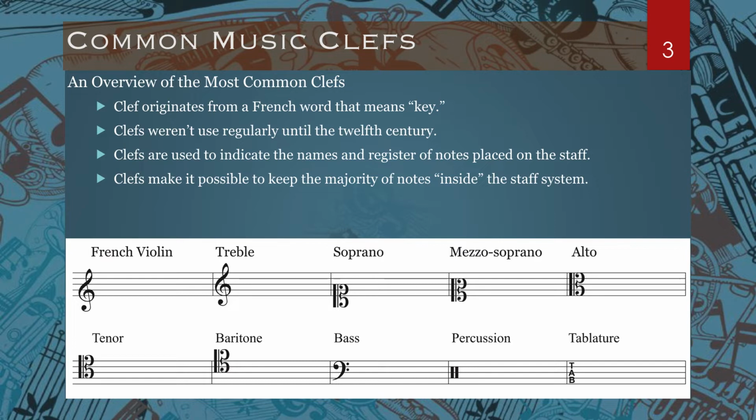Percussion clefs are intended to notate any music that doesn't have specific pitch. Tablature is usually used for the guitar, and we won't be getting into that in this course. But this shows you that there's a variety of clefs, and there's actually many more clefs than what are illustrated here. But these are the most common that you'll probably see in music. And by far the most common will be the treble, bass, percussion, and tablature.